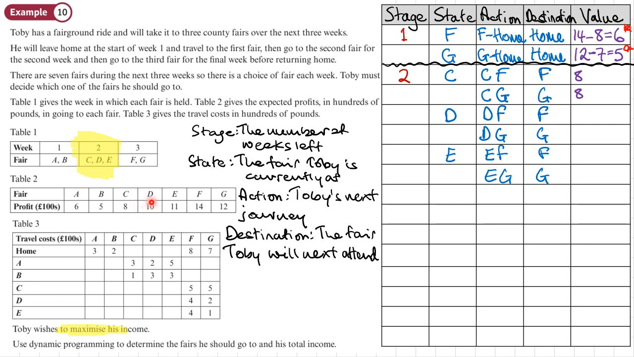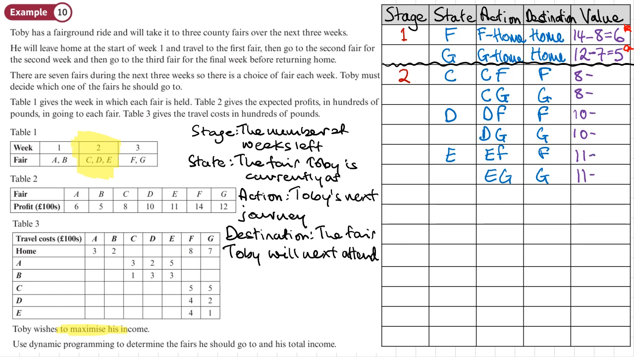If he's at fare D, profits are going to be 10. And if it's fare E, the profits are going to be 11. So now we're going to subtract his travel costs, which we'll get from this table. So these are all going to be minus here.